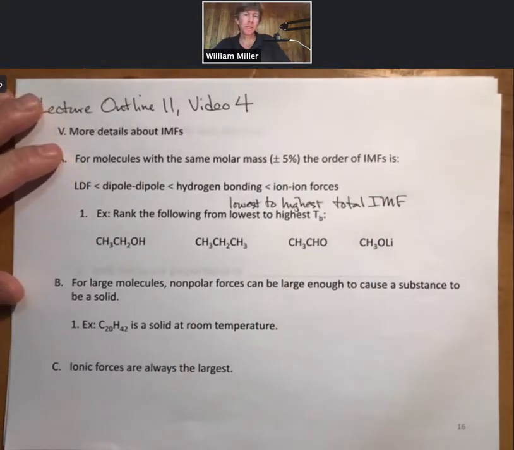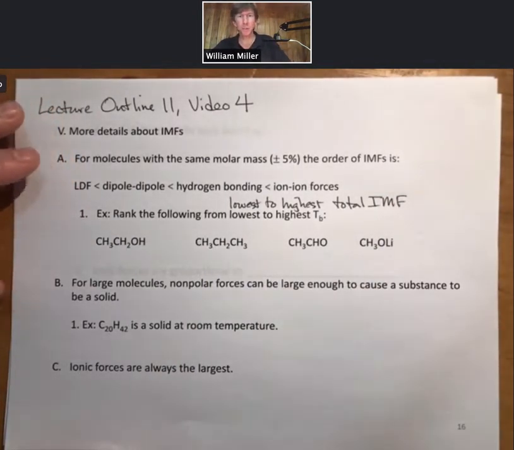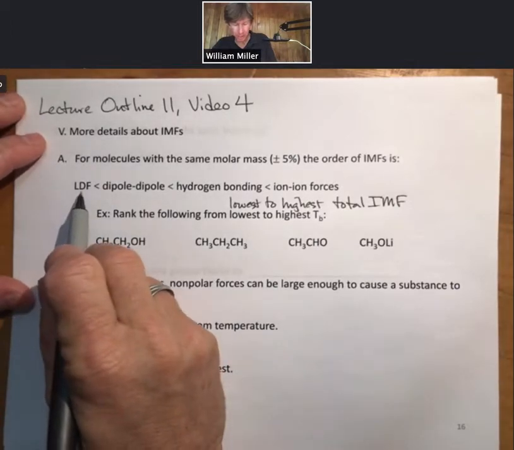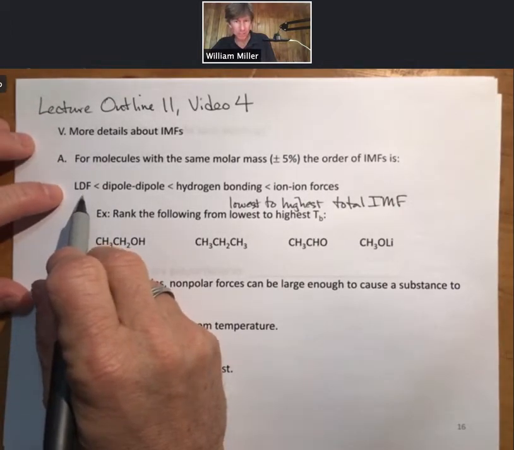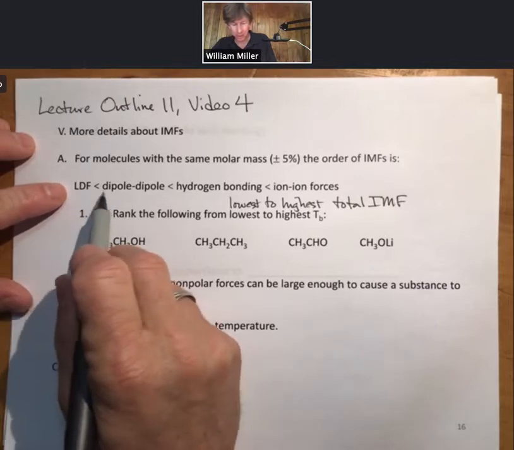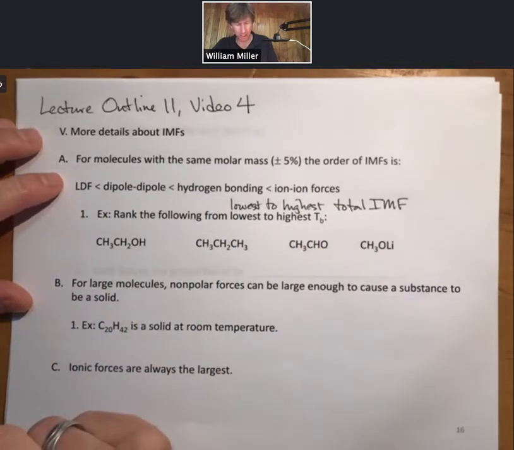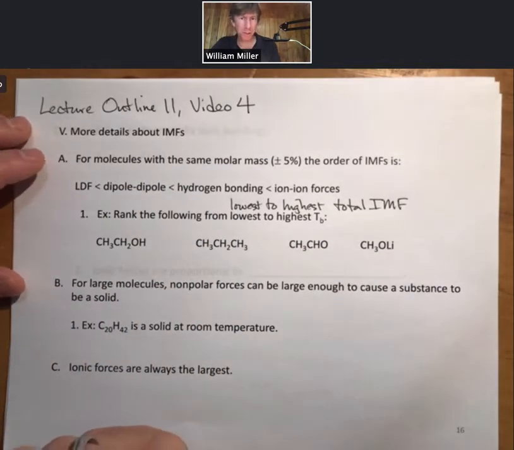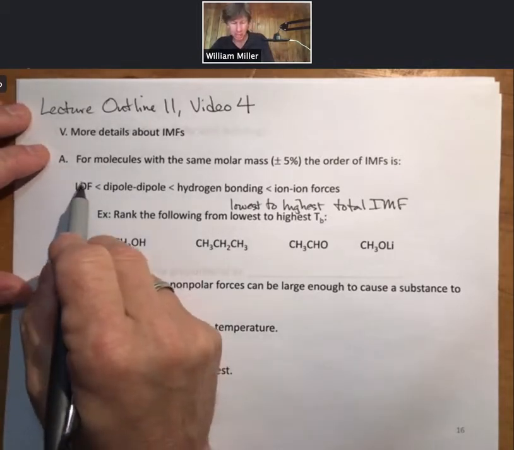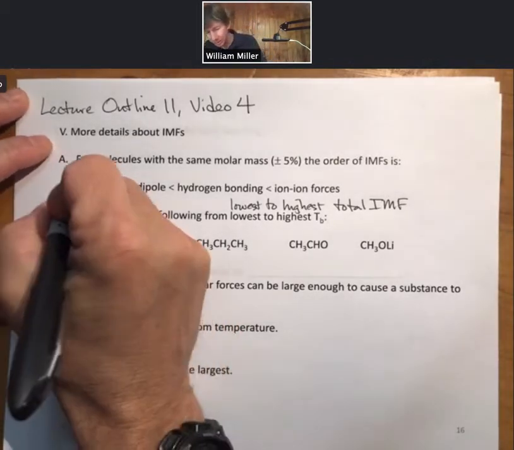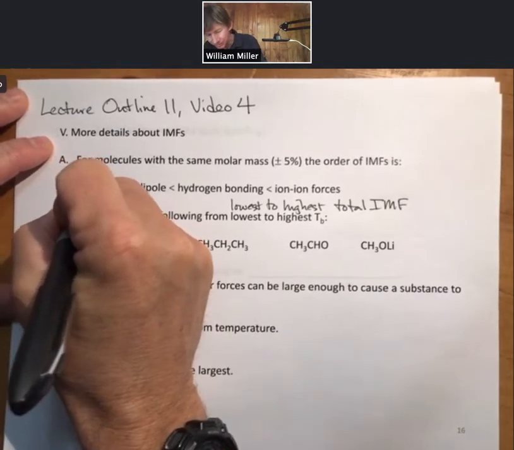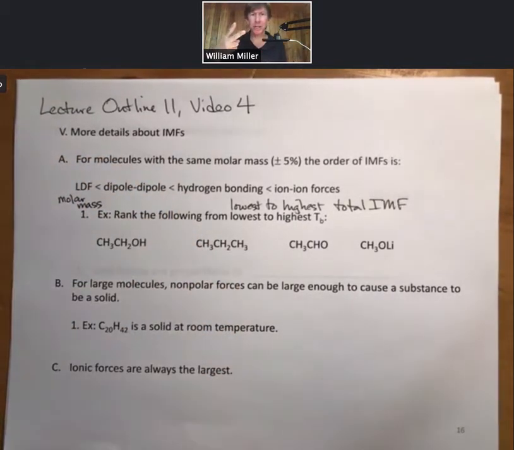And to help you do the total IMF, it's always important to remember which one is the dominant or largest intermolecular force. So when solving problems, if LDF is the largest one, then it will be less than something that also has dipole-dipole, then hydrogen bonding, then ion-ion forces. It gets a little trickier than that, remember, because if there are two things that have LDF, then you have to look at molar mass, because two things with LDF, one can have a higher boiling point than the other.